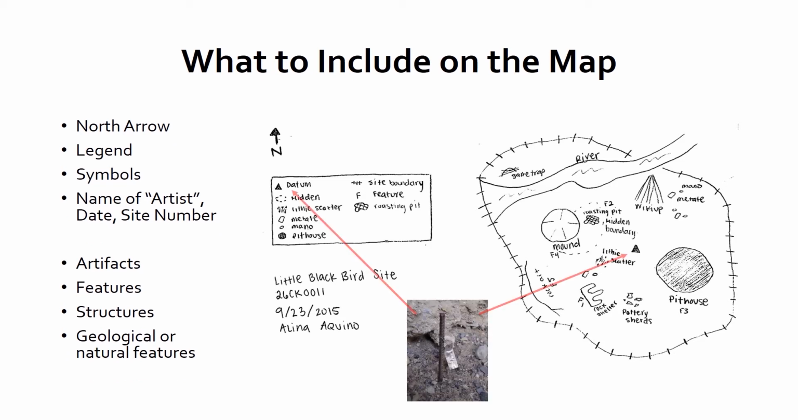Okay, some sites have a datum. It's not the same as what we're talking about when we're talking about mapping on the globe. The datum instead is a reference point for archaeologists to map the site when they get back to the office. So they're going to say the pit house is so many meters to the southeast of the datum. And that just gives them relative locations.